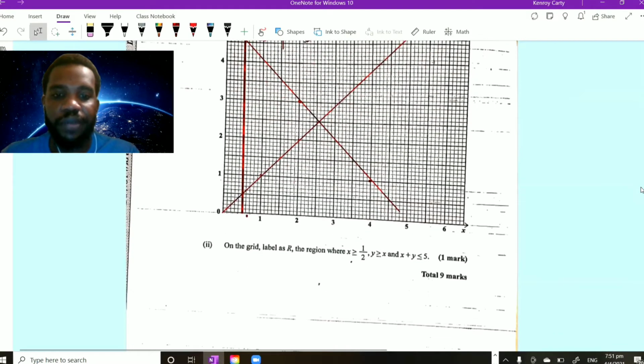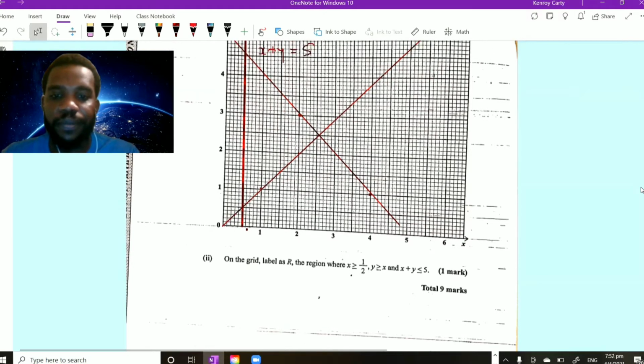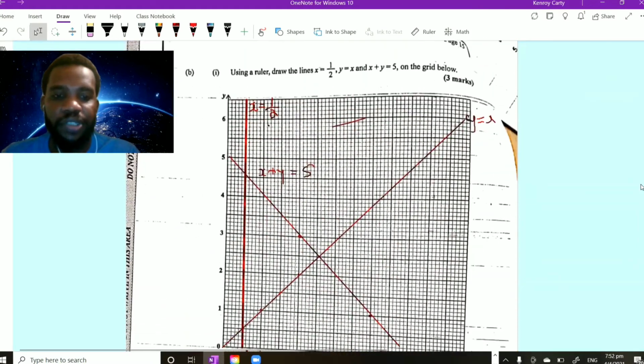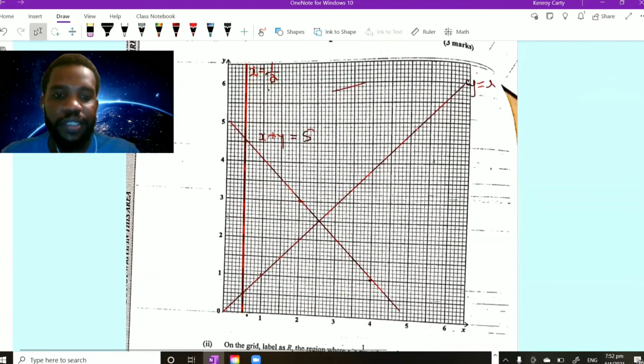On the grid, label as R the region where x is greater than or equal to a half. All right, so x is greater than or equal to a half. This is a line, x equal to a half. This is the line. So if I were even going to shade the region there, I would have to shade to the right of this line, because it said greater than a half. So I'm looking at to the right, right?